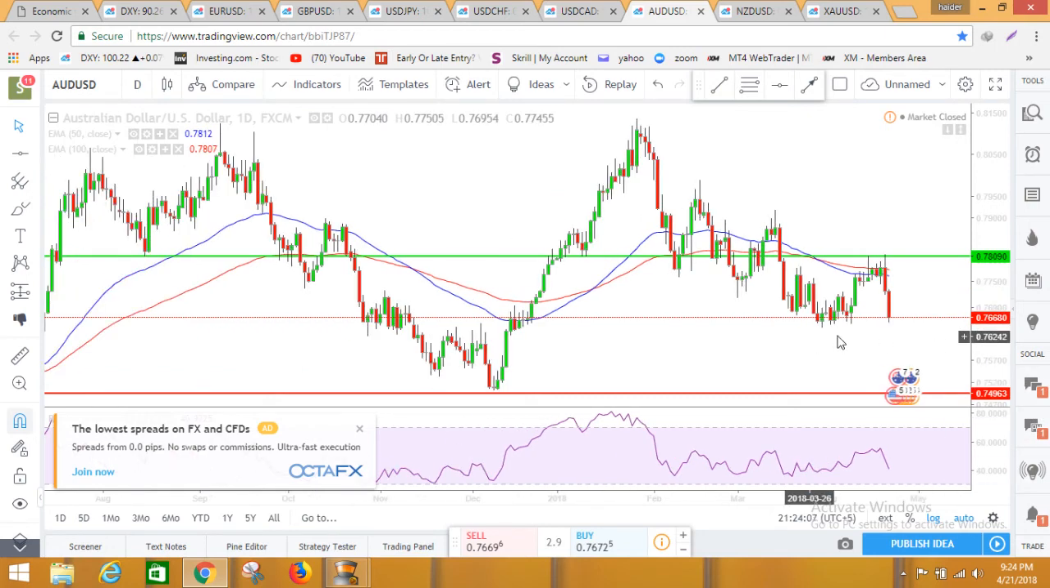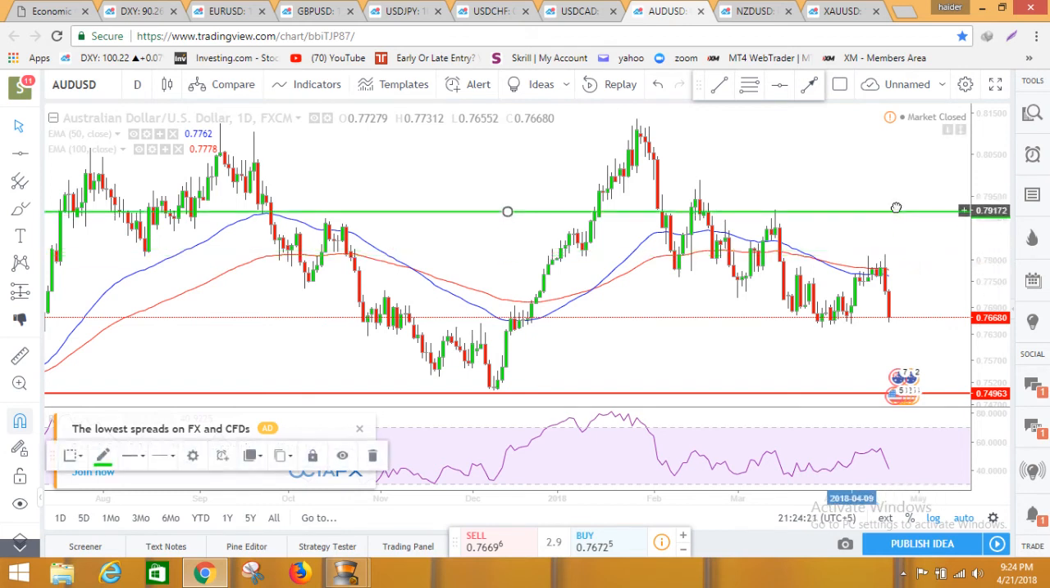And even this can be like a trend reversal level. It can just start moving up again from here, and this time it might break the 0.78 level and then try to reach around 0.7911. So both ways, it's very interesting to see how Australian dollar will behave next week.